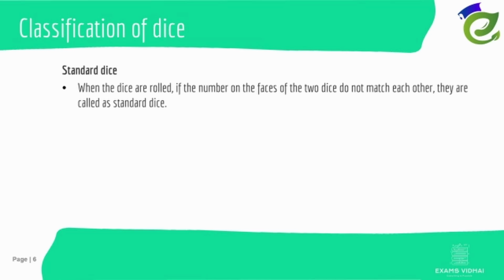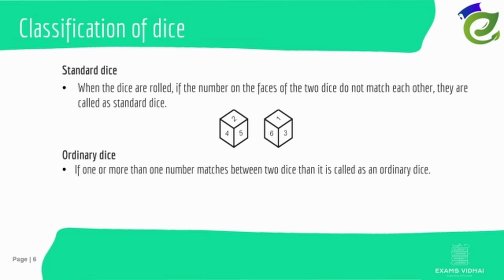Standard dice. When the dice are rolled, if the number on the faces of the two dice do not match each other, they are called standard dice. Ordinary dice. If one or more than one number matches between the two dice, then it is called an ordinary dice. That's it.